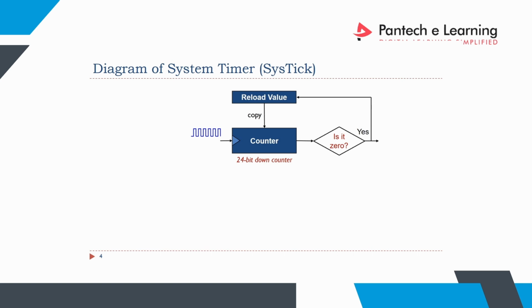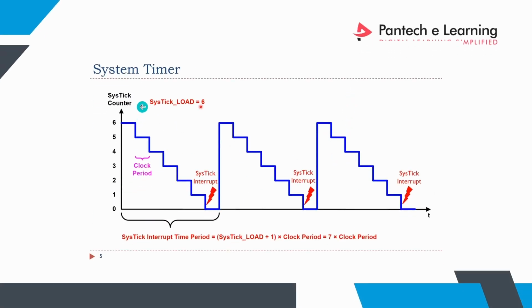So this is how the counter is working. It will start from 100 and count till 0. When 0 is attained, it will give an interrupt and a flag, and it will again go to the reload register to load the value for a new start. So it again starts from 100 to 0. This is how the counter works.